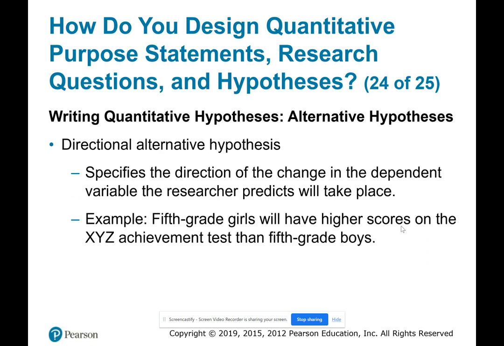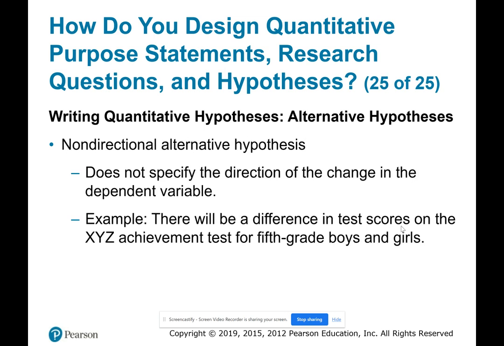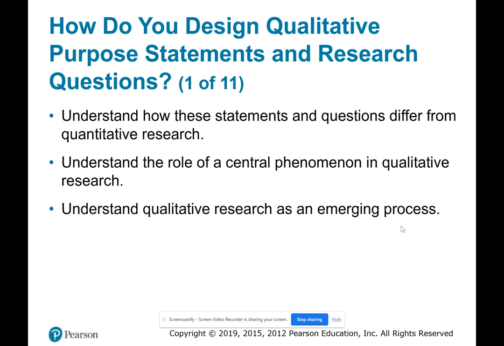In a directional alternative hypothesis, the researcher will predict the direction of change, a difference, or a relationship for variables. For example, fifth grade girls will have higher scores on the STAR achievement test than fifth grade boys. In a non-directional alternative hypothesis, the researcher predicts the change, difference, or relationship for the variables, but does not indicate whether the change will be positive, negative, or greater or less. For example, there will be a difference in test scores on the STAR achievement test for fifth grade boys and girls.